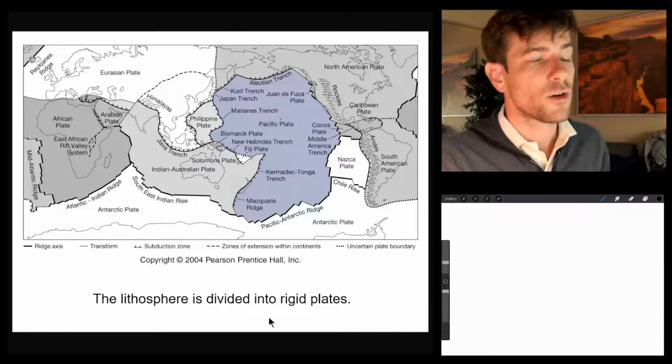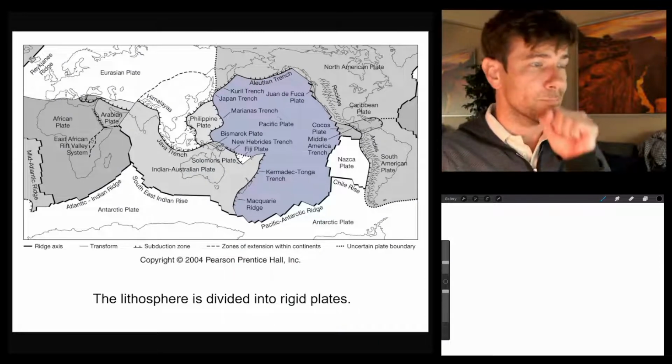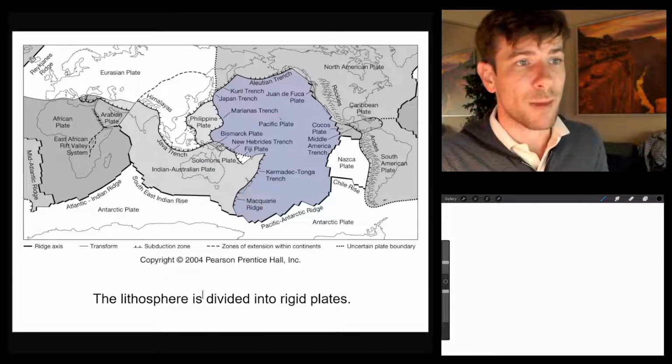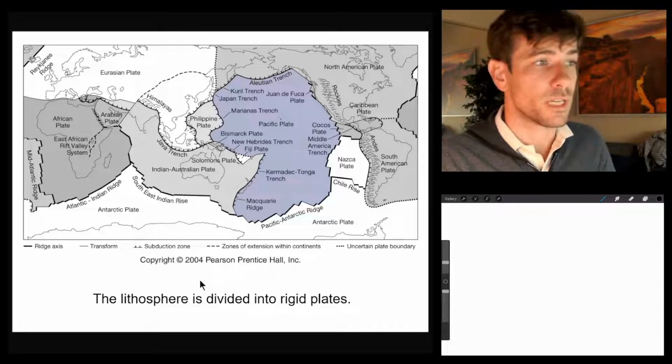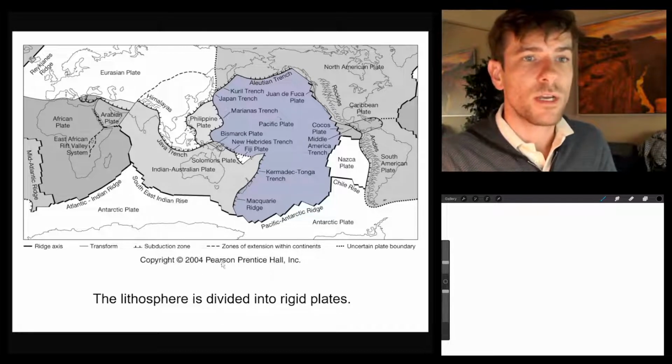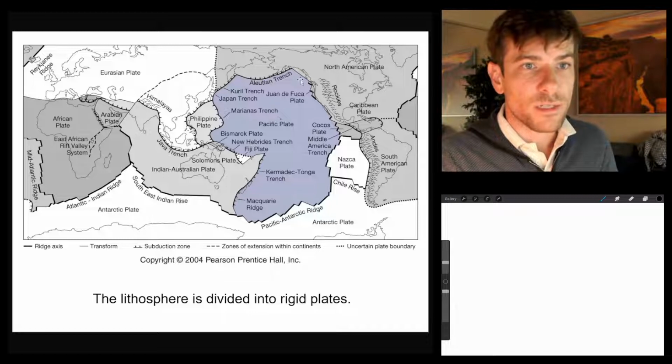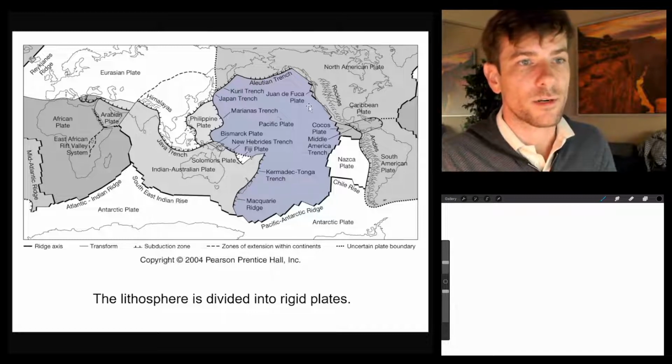Okay, so the Earth is broken up into these plates. This is a map of the world, obviously, that shows the plates, at least the major ones. And you can see there are some big ones, like this Pacific plate here. There are some little ones, this Philippine plate or the Fiji plate.